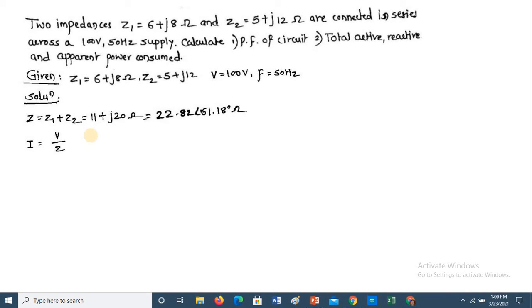0 degree. Very good. So I write V as 100 at an angle 0 degree and Z is 22.82 at an angle 61.18 degree. So 100 divided by 22.82, the ratio is 4.38, and the angle is angle 1 minus angle 2. The numerator angle is 0 minus the denominator angle 61.18 degree, so the angle of I is minus 61.18 degree.